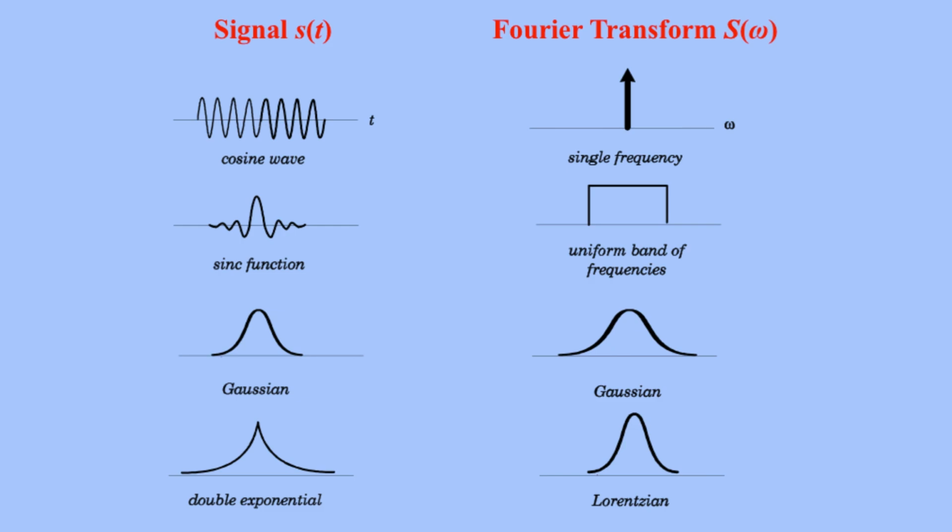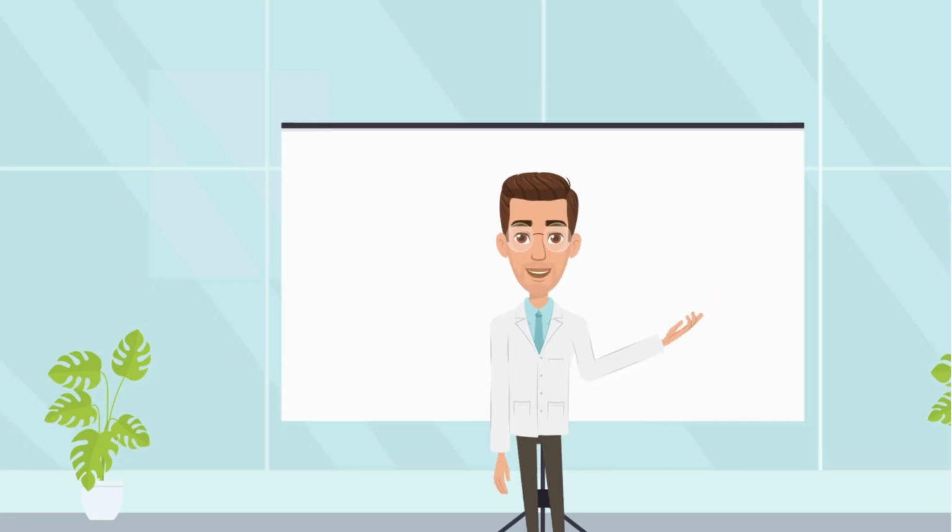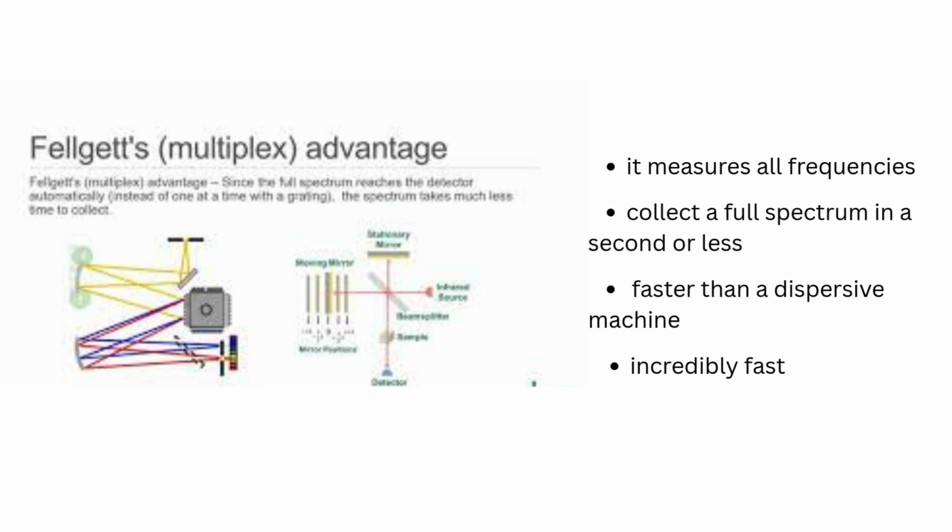This radical change in design gives FTIR three major advantages. The multiplex advantage: because it measures all frequencies at once, it's incredibly fast. It can collect a full spectrum in a second or less, 100 times faster than a dispersive machine. This is huge for real-time analysis.